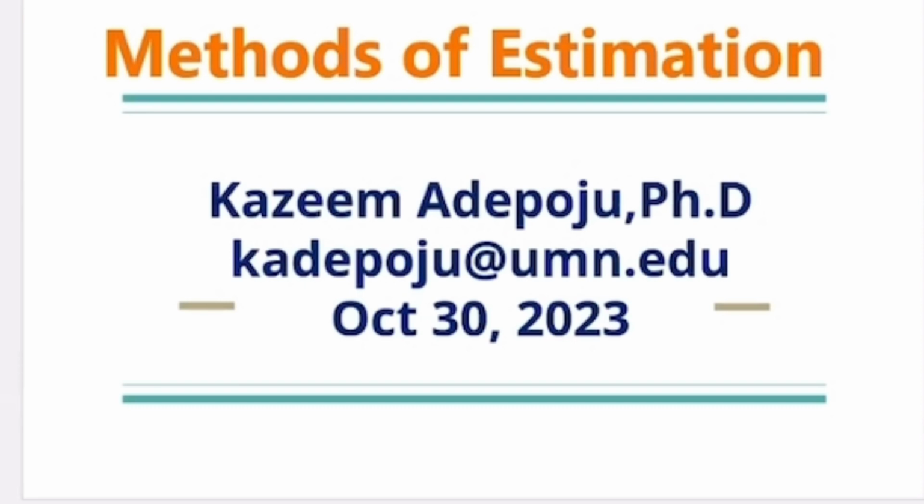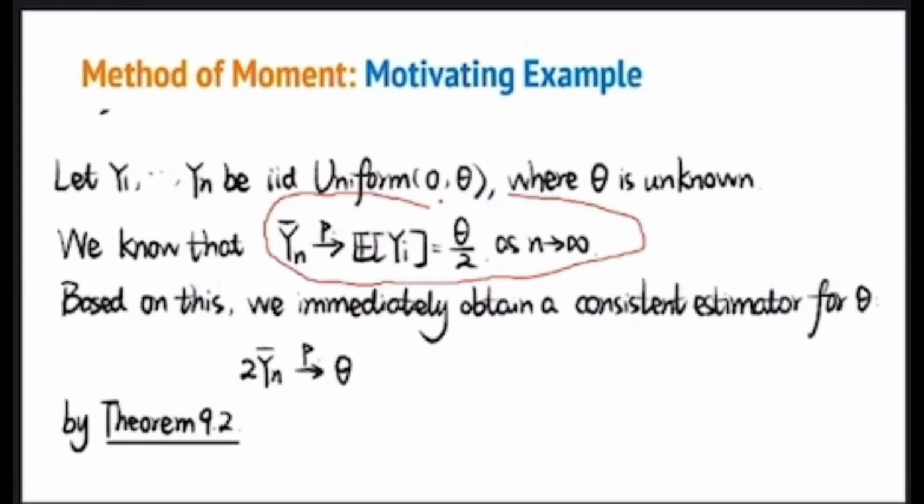Now, we want to make use of a theorem based on what we've done before. In this class, we've already shown that the sample mean converges to the population mean. The population mean is the expected value of Y. The sample mean is Y bar. When you take a sufficiently large sample, the sample mean converges to the population mean in probability, okay?